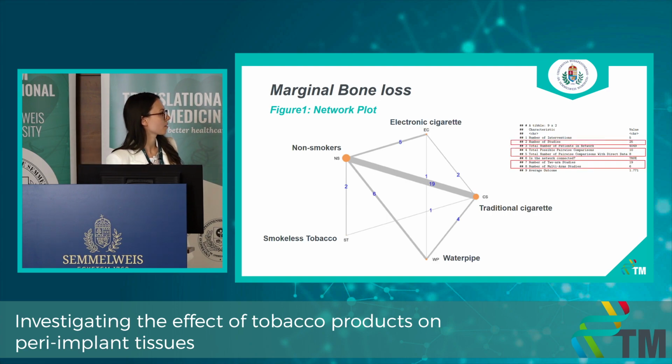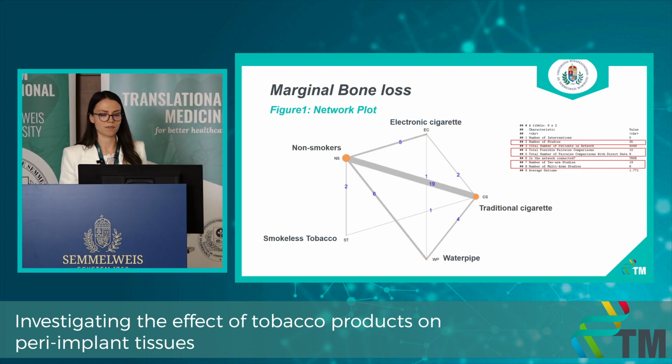So in this network, we included 25 eligible articles, of which 6 were multi-arm studies, and we were able to make 8 direct comparisons out of the 10 possible ones.